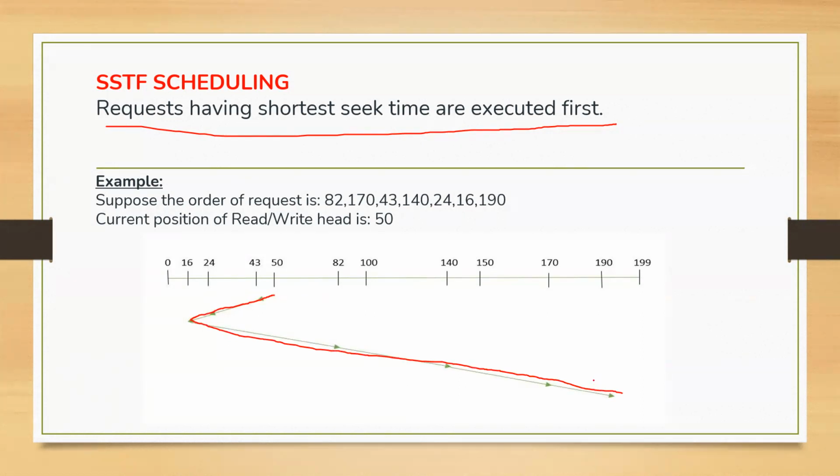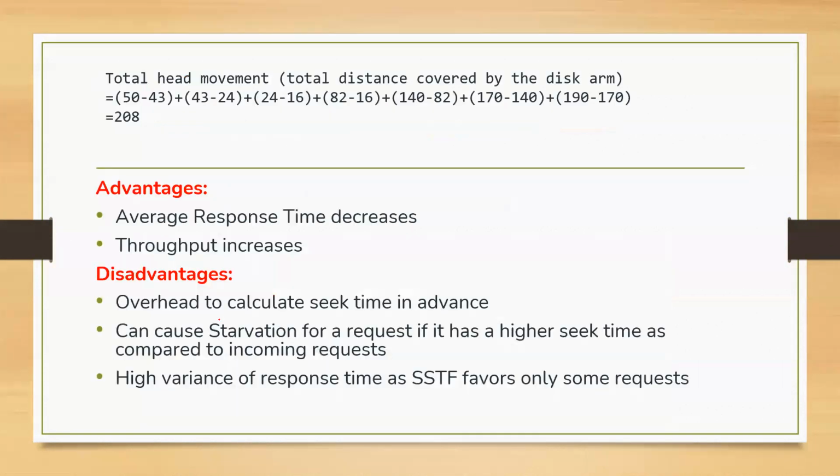So how do you compute the total head movement? Total head movement is computed the same way. It's going to be 50 minus 43 plus 43 minus 24 plus 24 minus 16 plus 82 minus 16 plus 140 minus 82 plus 170 minus 140 plus 190 minus 170, which is 208. So for the same set of values, we got a lesser number of cylinders in the case of SSTF.